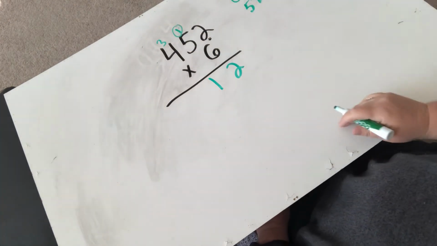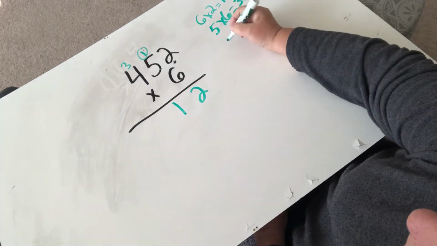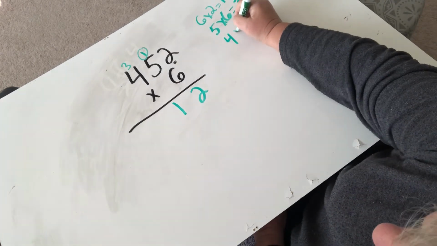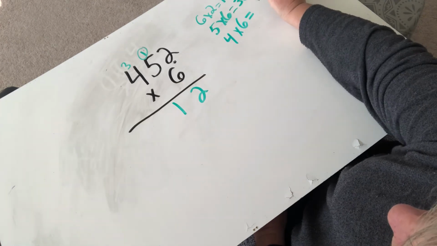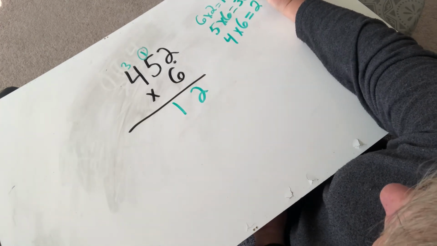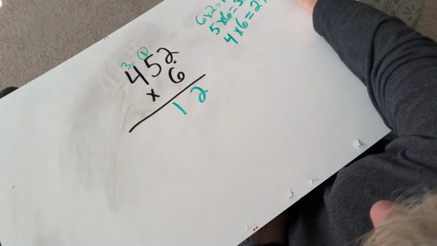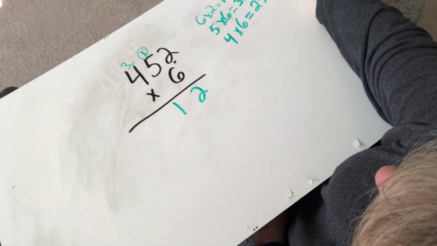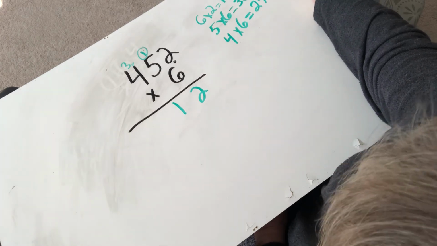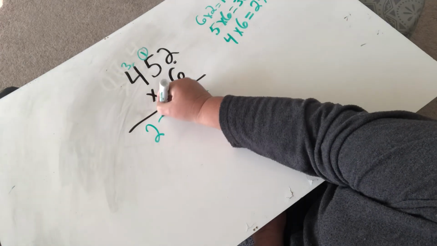Then I do my next one. So I do what? Do you remember what it is? It would be 4 times 6. 4 times 6 equals 24. Plus, what do I have to do up there? Plus that 3, right? Equals 27, right? Since I have no more numbers to multiply, I put that down there, 27.